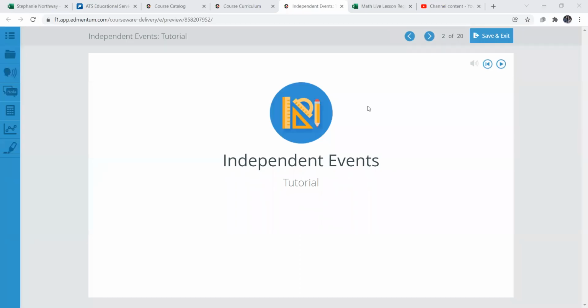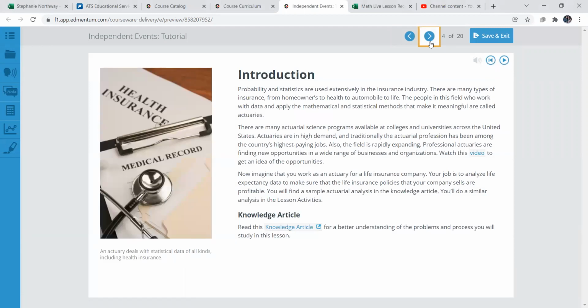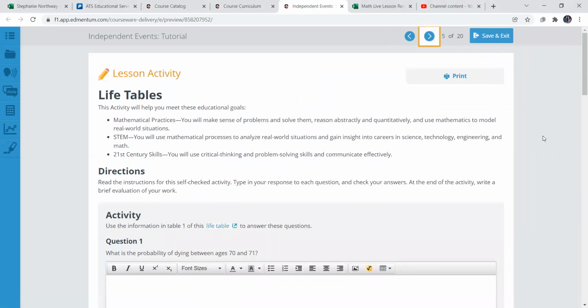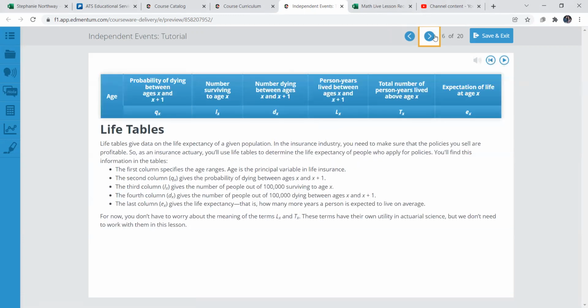All right, independent events. This is dealing with probability in geometry and other stuff like that. So we'll go through these questions. I will have you do these questions on your own.